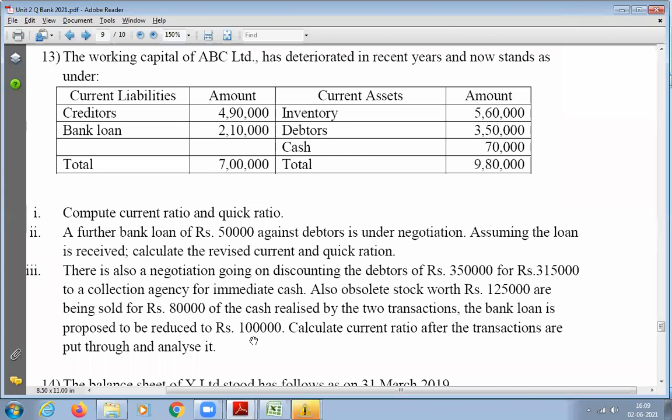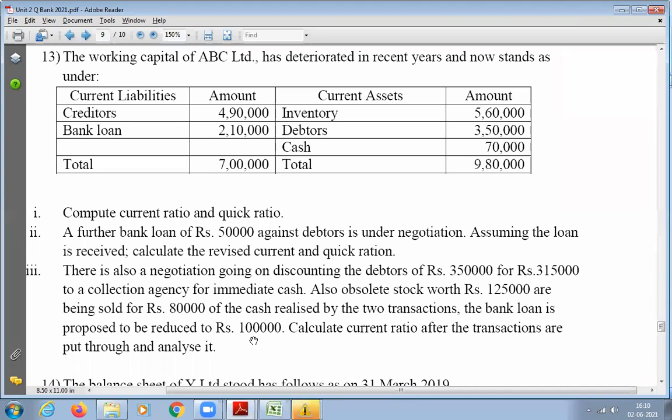When they undergo these two transactions, they're saying that my bank loan will reduce to 1 lakh. How will it become 1 lakh? Repayment, sir. Yeah, that means they're going to do the payment because they're going to get a lot of cash. One, they're going to get cash from discounting debtors, and they're going to get from selling the stock also. So from that money, they will repay.